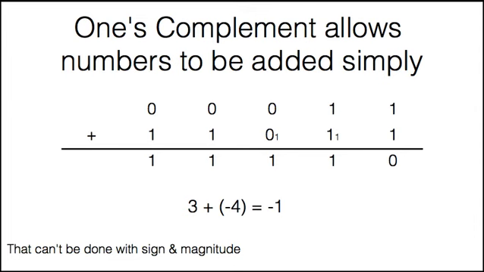So here we have 3 plus minus 4 in ones complement. And when we add them together, we get 1, 1, 1, 1, 0, which turns out to be the ones complement for, sorry, for minus 1, which is what you would like. So 0, 0, 0, 0, 1 is 1. 1, 1, 1, 1, 0 is minus 1.